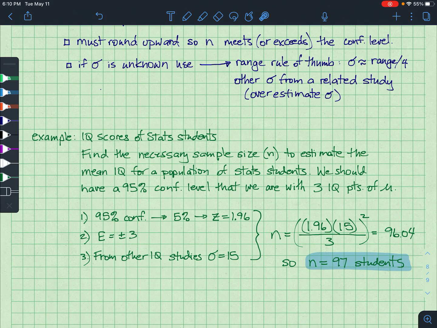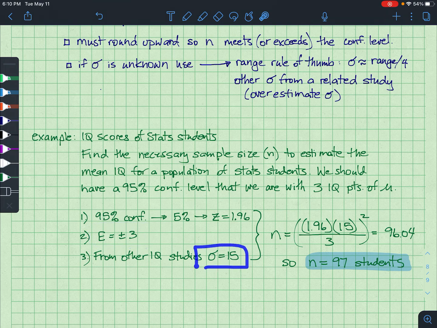Example, let's say you have IQ scores of stat students, and you want to know how many do I need to get so that I'm within 3 IQ points of mu. And this is at a 95% confidence level. So start with a 95% confidence level. That takes us to 5%. That takes us to a z-chart. Remember those days of going to the z-chart? 1.96. All right, E is plus or minus 3.